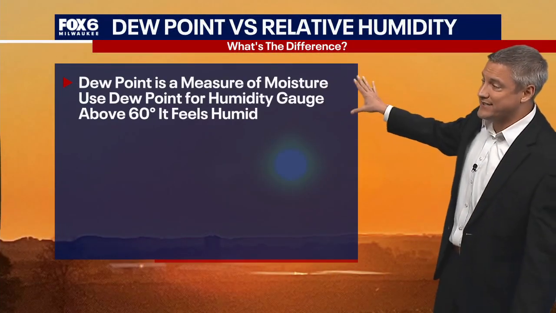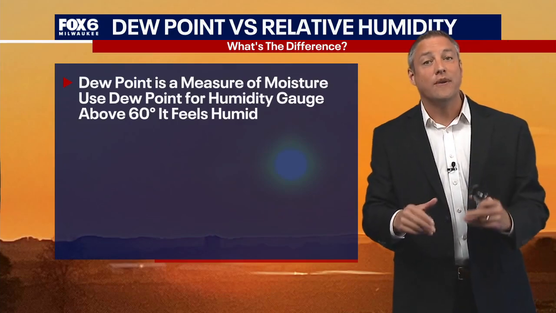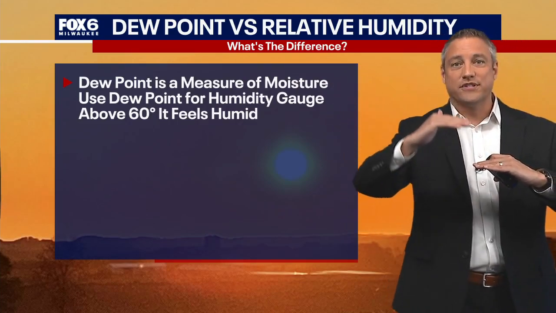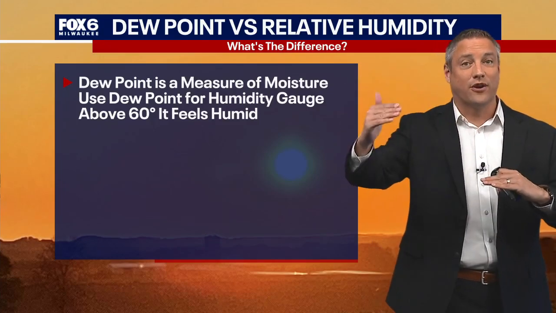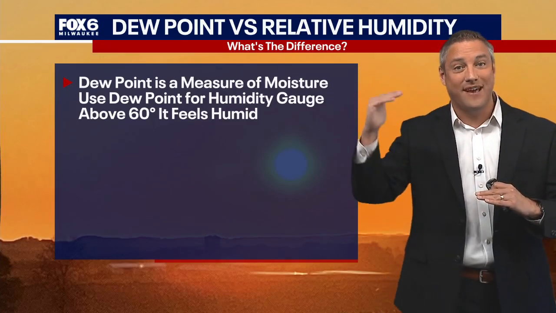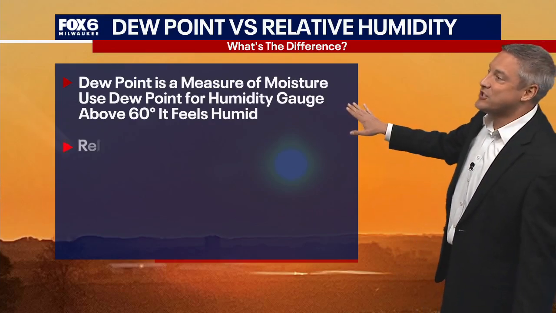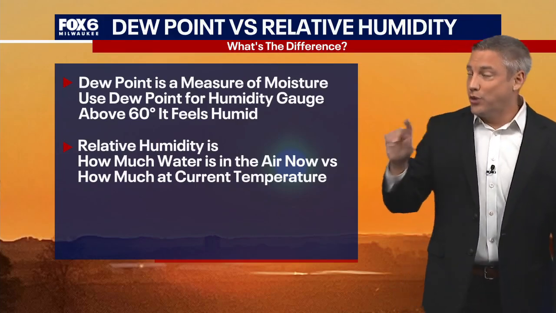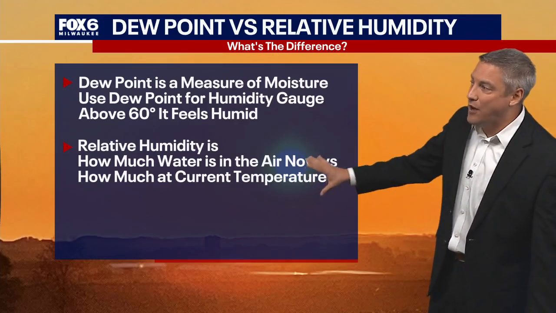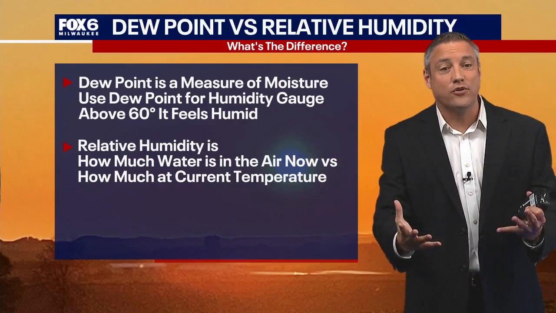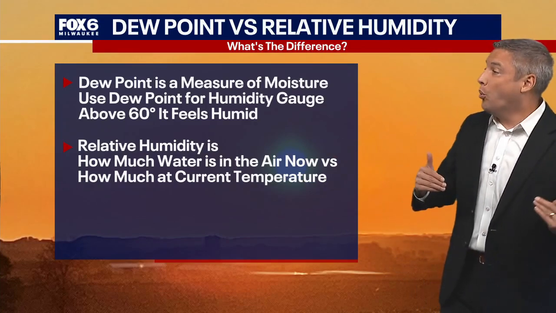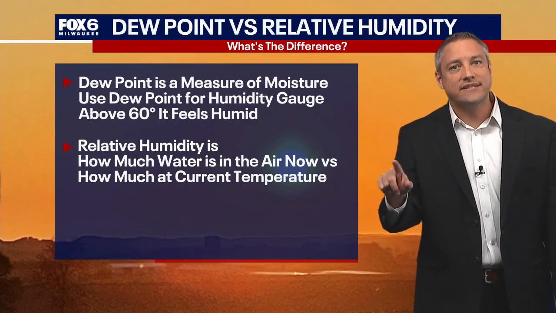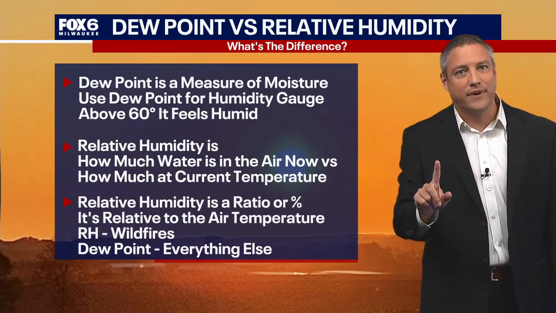So dew point, as I mentioned, it's a measure of moisture. You use it as a humidity gauge. Again, when the number is above 60, you know it really starts to feel humid. When it gets above 70, it really starts to get tropical. Relative humidity, however, is different. Relative humidity is how much water is currently in the air now versus how much water the air can hold at the current temperature.